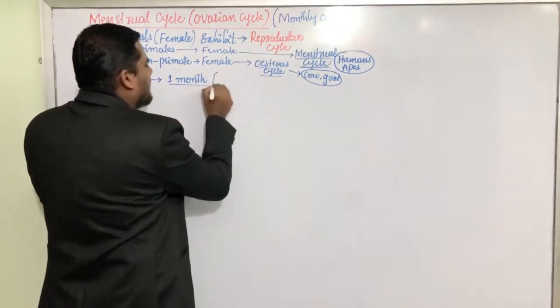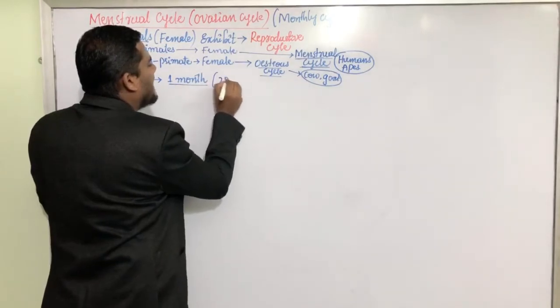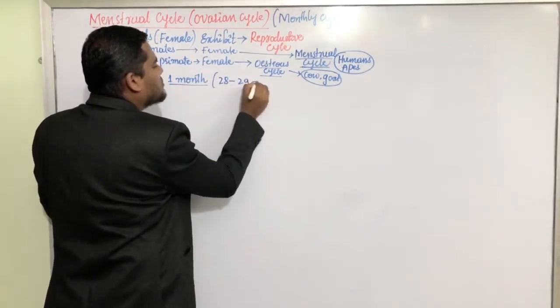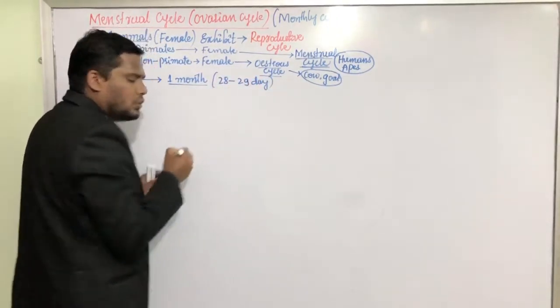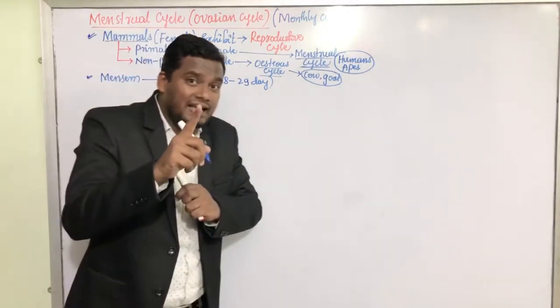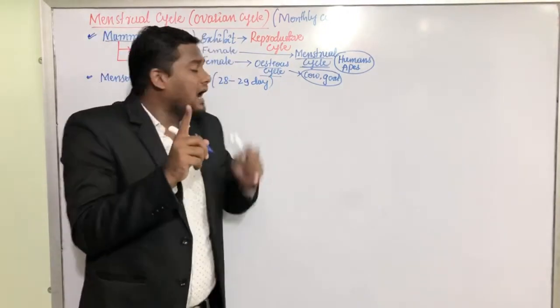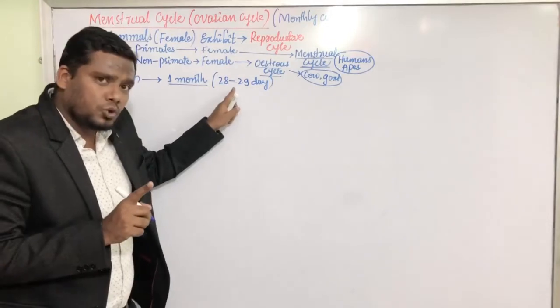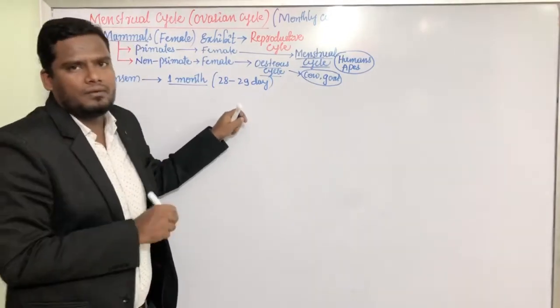This one month is approximately 28 to 29 days. To complete one menstrual cycle in the female primates, approximately 28 to 29 days are required.